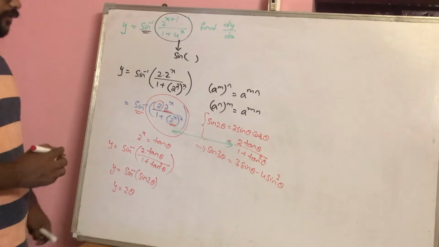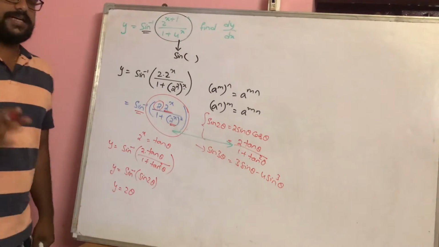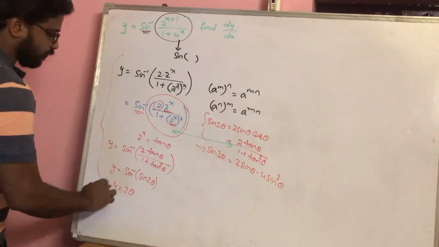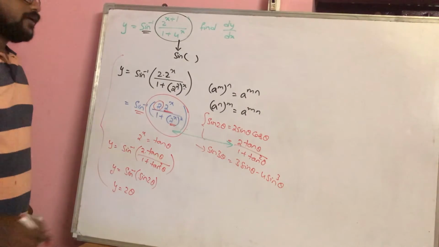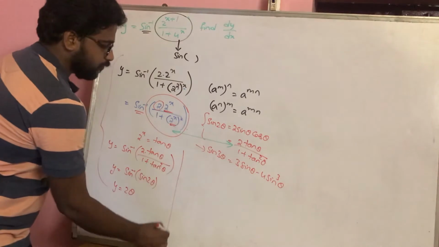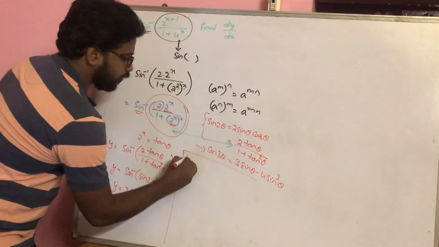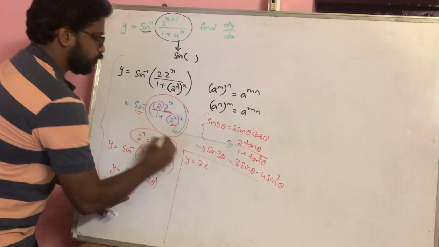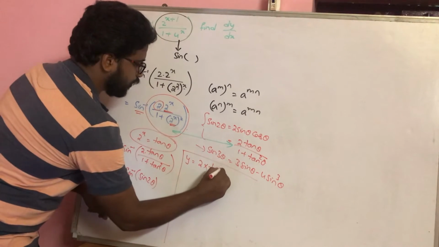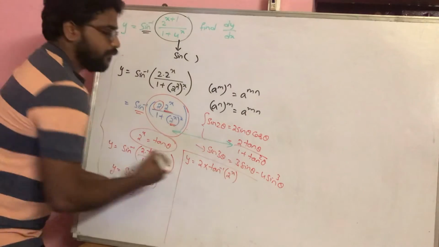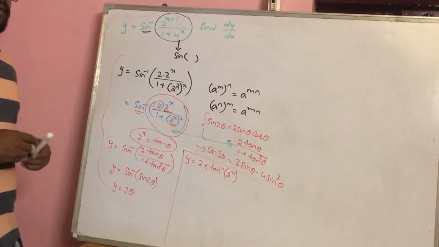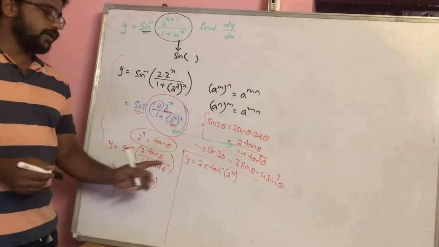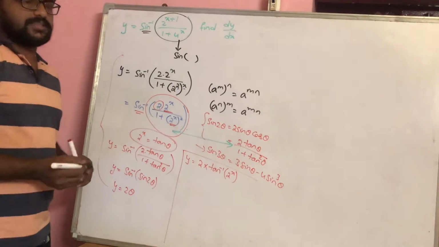If you just observe, till now we didn't apply differentiation at all. We just simplified whatever was given to us, right? So if you have to find the derivative for this, I have to replace theta with tan inverse of 2 power x. So y is 2 into tan inverse of 2 power x. See what made me get this idea to replace theta with the tan inverse of 2 power x. Simple thing.